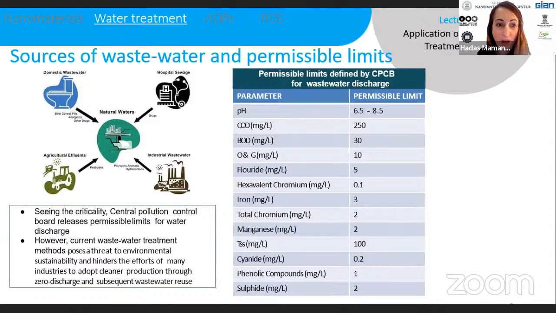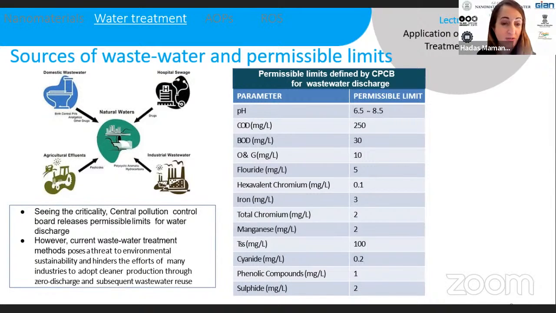Okay, so the Central Pollution Control Board releases permissible limits for water discharge. However, the current wastewater treatment methods actually pose a threat to environmental sustainability.